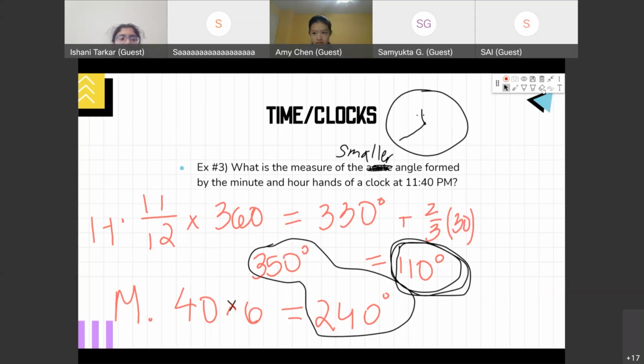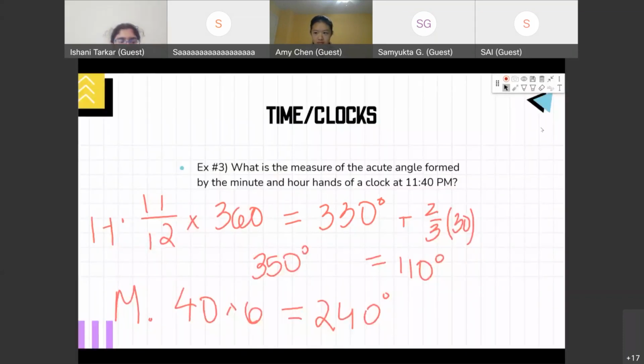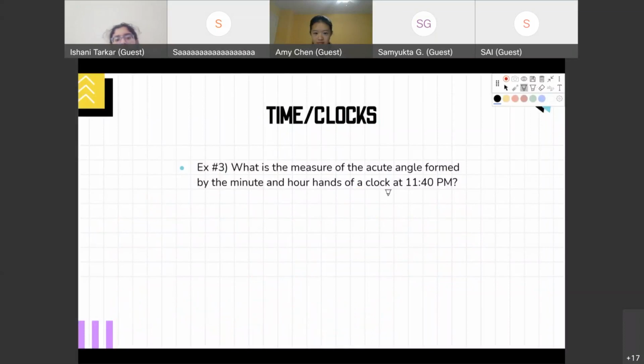So remember that the hour hand moves every minute, the minute hand moves every second. Don't think that just because it's not an hour, the hour hand doesn't move. It moves even at smaller increments of time. So keep that in mind.